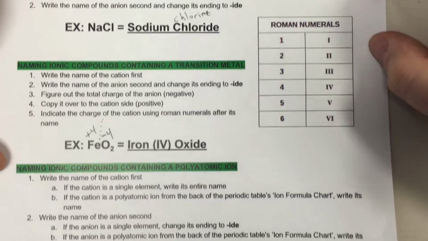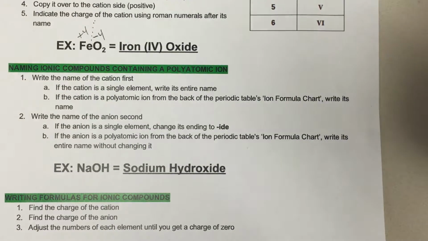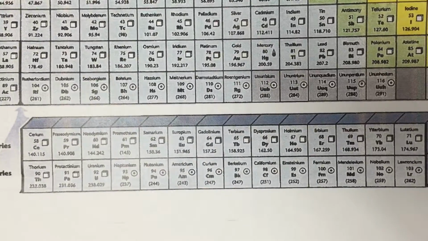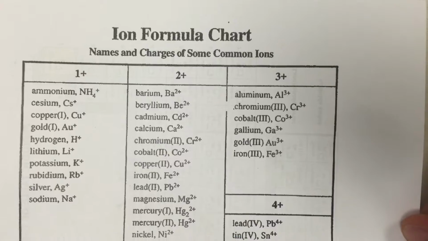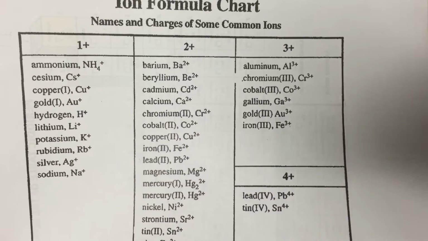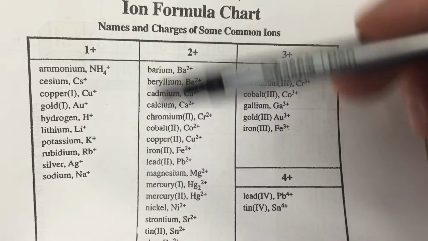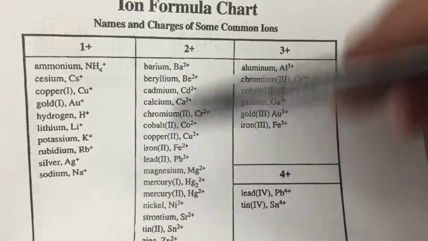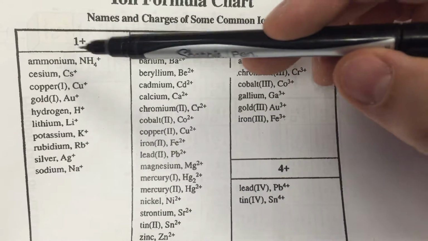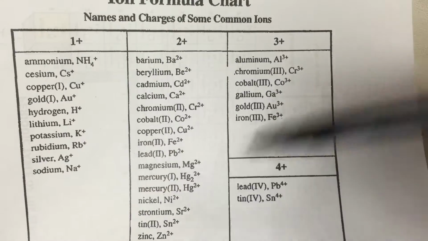The next part, naming an ionic compound containing a polyatomic ion. Polyatomic ions are found on the back of your periodic table, on a page called the ion formula chart. Now, on this chart, it's basically doing the whole thing, the shortcut that I showed you with the numbers above on the periodic table. This just lists them all out in their own column. For example, anything that has +1 is found in this column here. Anything that has +2, found in this column.